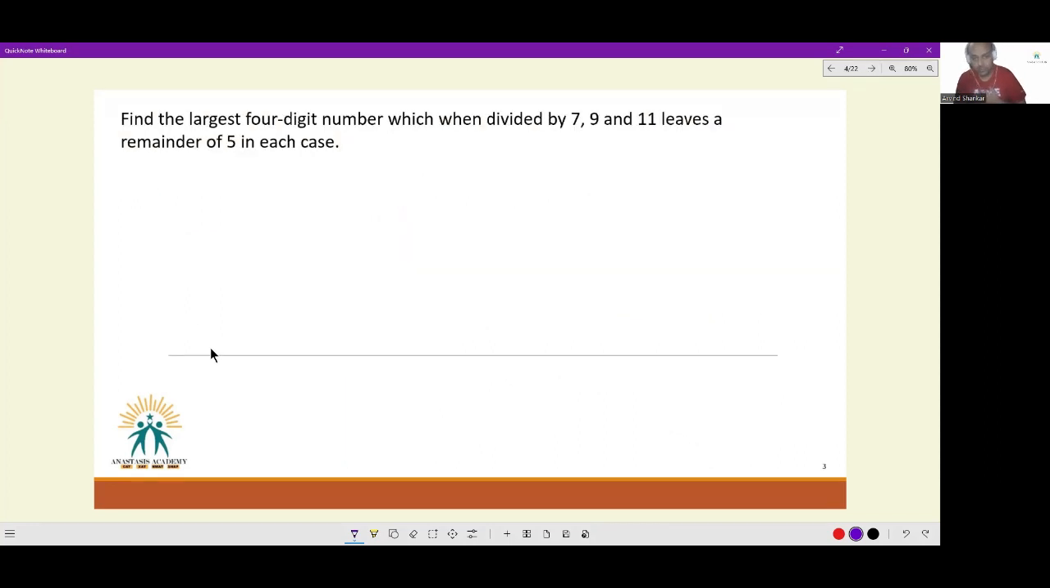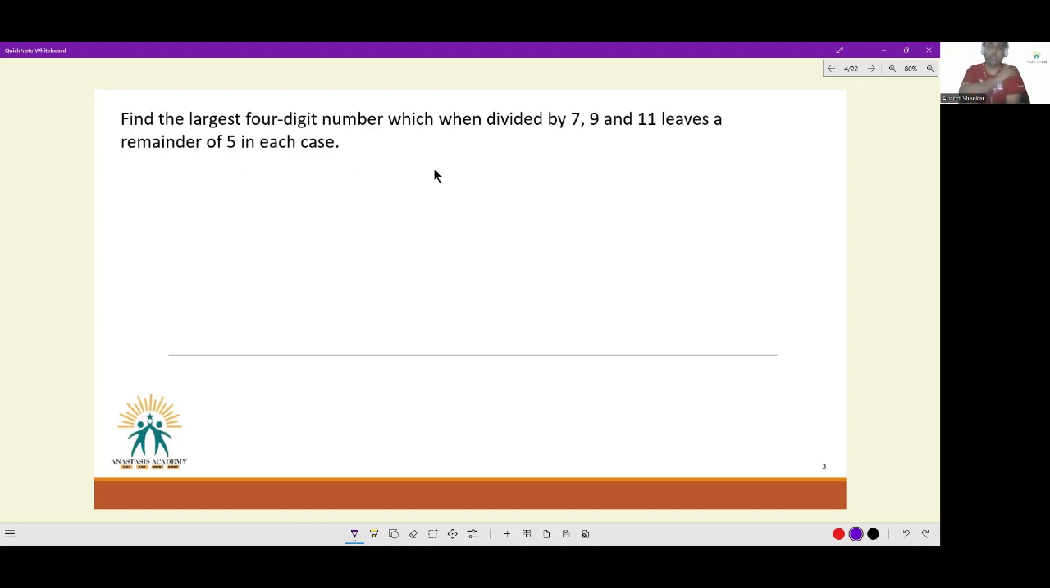Find the largest 4-digit number which when divided by 7, 9, and 11 gives a remainder of 5 in each case. Okay. The largest 4-digit number which when divided by 7, 9, 11 leaves a remainder of 5 in each case.